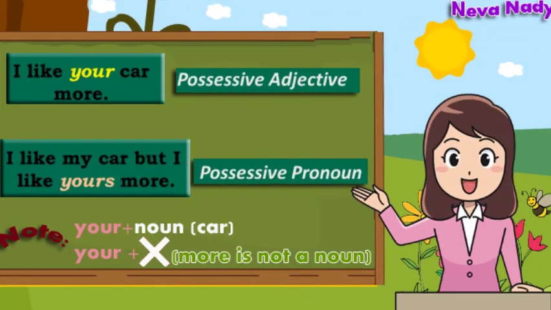The last example. I like your car more. Your here is a possessive adjective because it is followed by a noun, car. I like my car, but I like yours more. Someone may tell me now that yours here is a possessive adjective because it is followed by more. But be careful, that's completely wrong because more is not a noun. It is an adverb and the end of the word yours is the letter S.